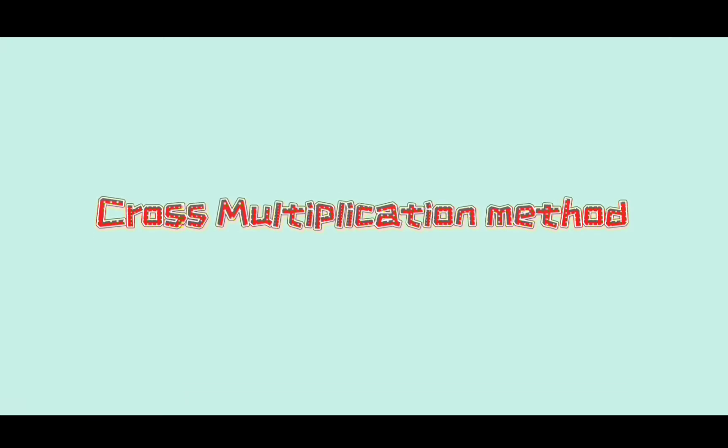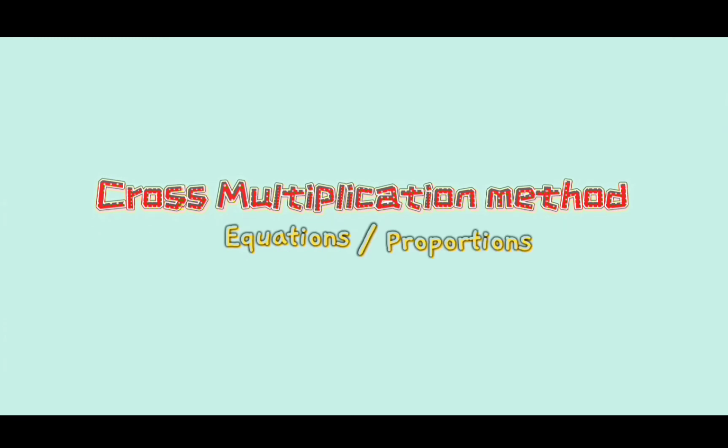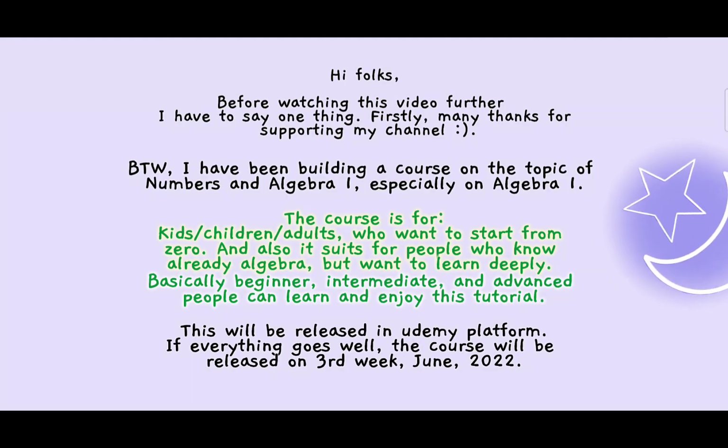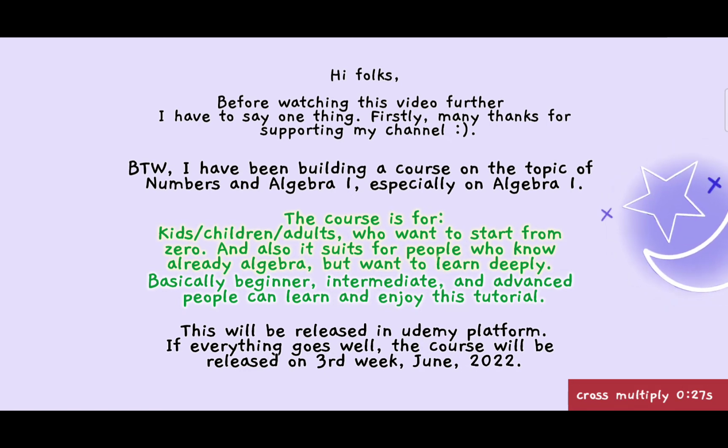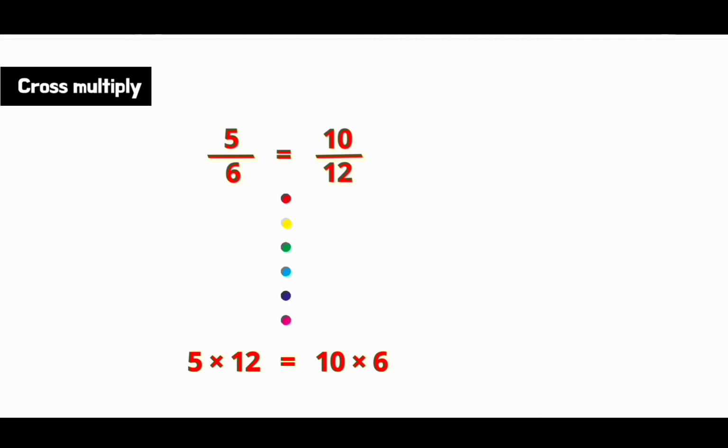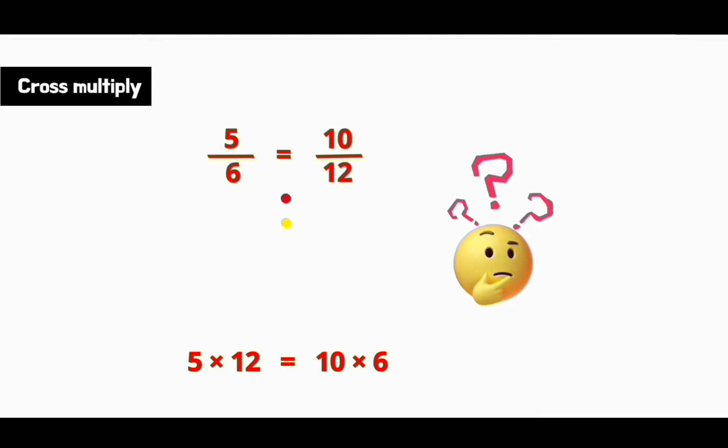In this video, we are going to see the cross multiplication method to solve equations or proportions. To cross multiply is to go from this to this. Yeah, I know what you're thinking now. How does it work, right?